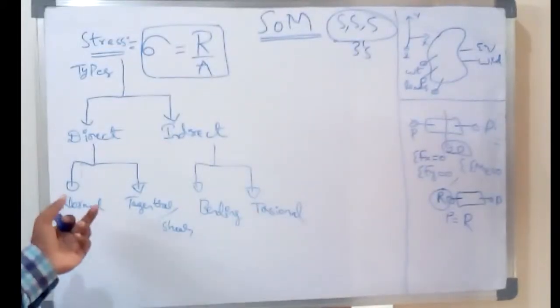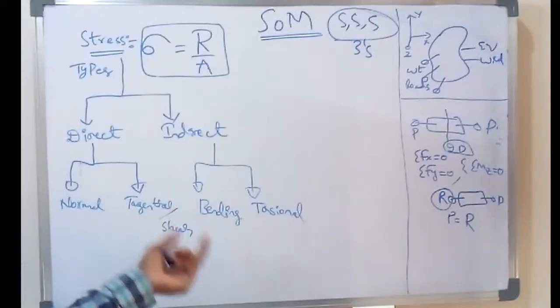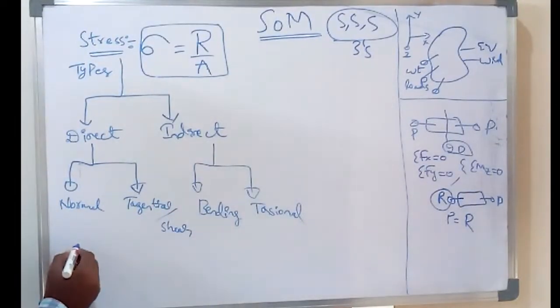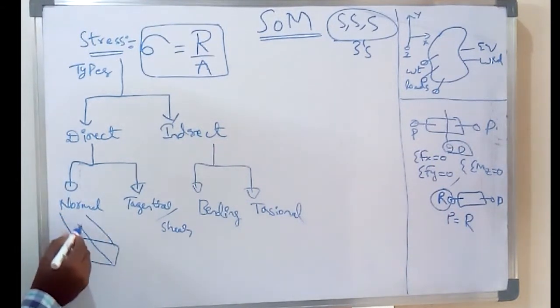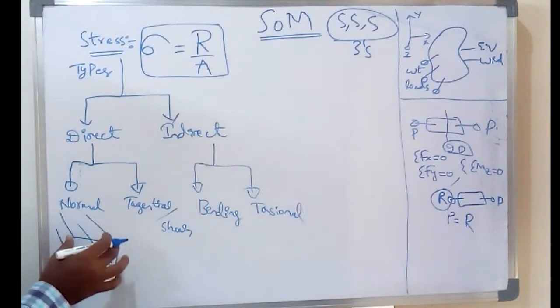Now I am going to explain each terminology, why it occurs and where it occurs. Normal stress is this: if you take a member which is subjected to the load P, normal stress is the normal force over the cross-section area.